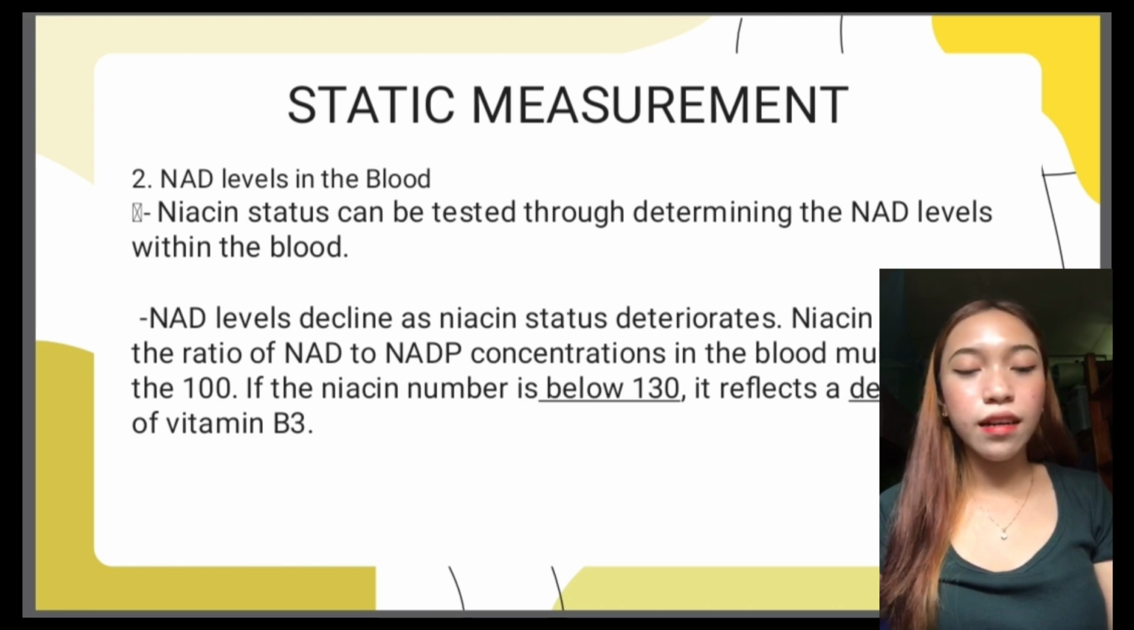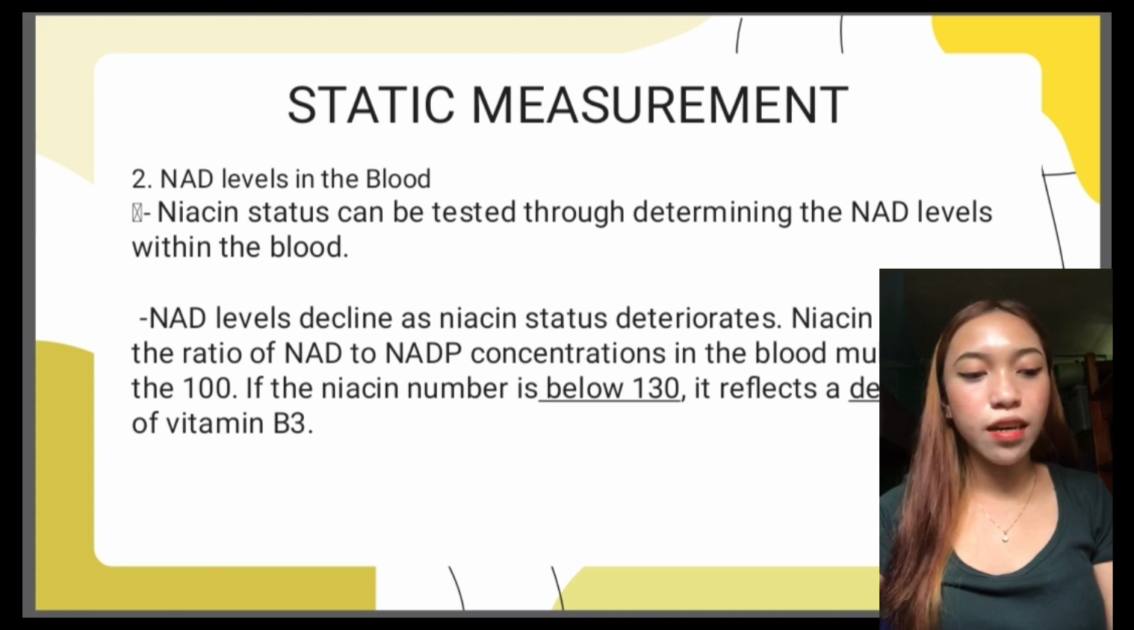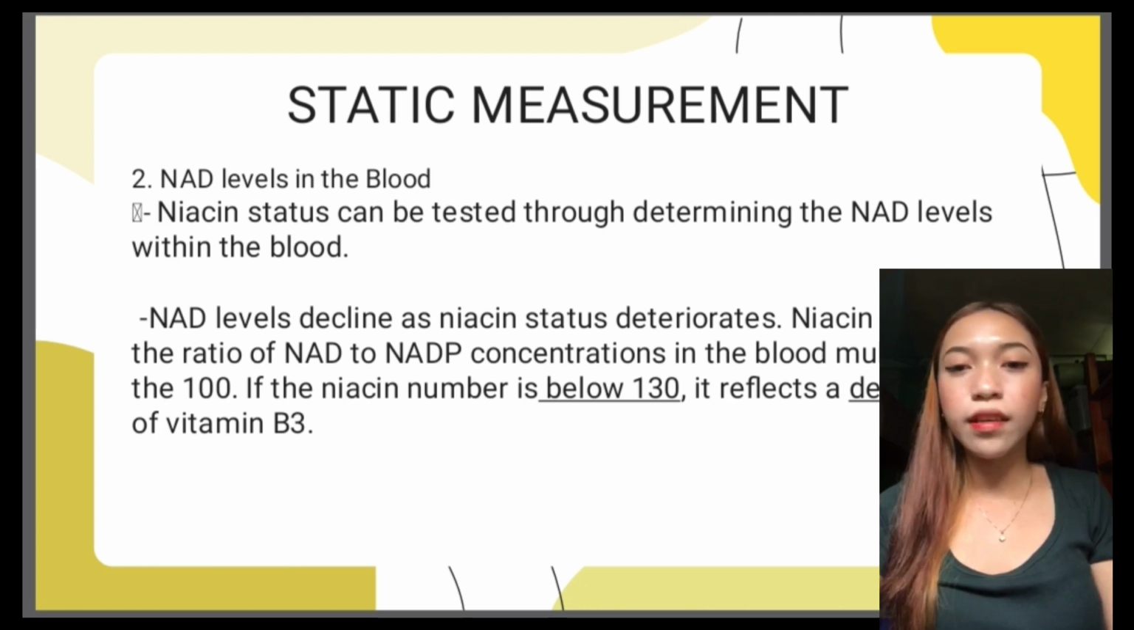Second is the NAD levels in the blood. Niacin status can be tested through determining the NAD levels within the blood. NAD levels decline as niacin status deteriorates. The niacin number is the ratio of NAD to NADP concentrations in the blood multiplied by 100. If the niacin number is below 130, it reflects a deficiency of vitamin B3 or niacin.